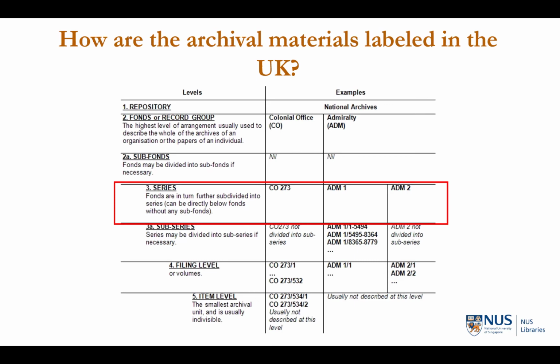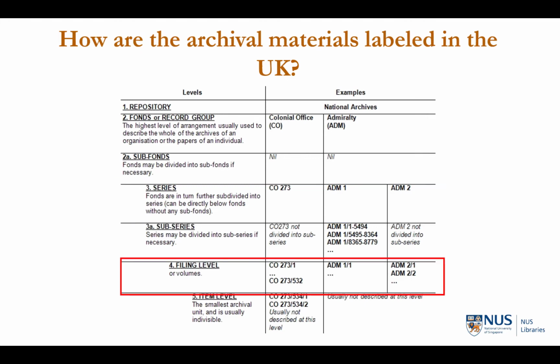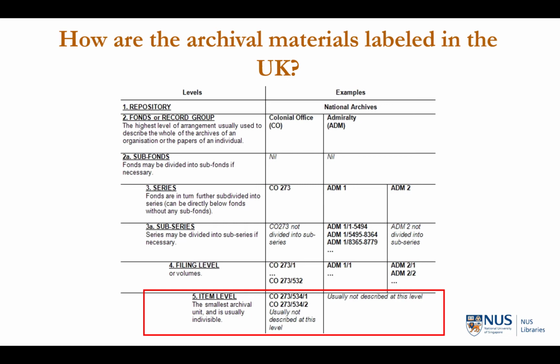The third level is the series number. This is a number that identifies that particular CO record. For example, CO 273 refers to the original correspondence to the Straits Settlements. The fourth level is the filing or volume level. As most CO series are huge, there are often many volumes within that series, and they are identified by the second set of numbers. The last level is the item or document level. It is the smallest unit, and the numbers point to the actual document or file you need.